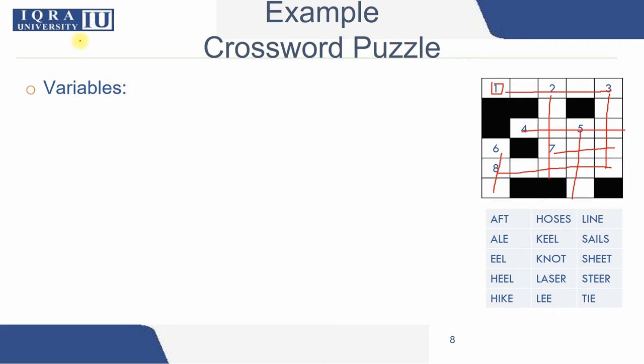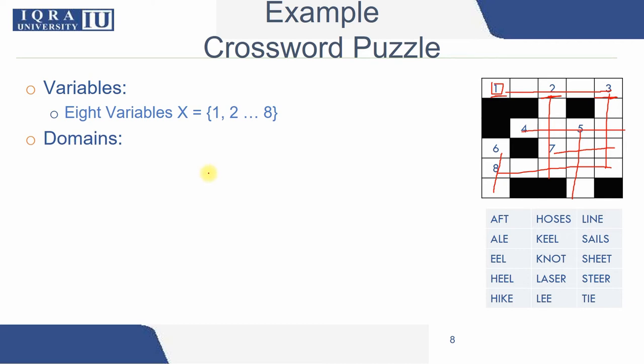If you are given this scenario, what would you choose as the variables? Think for a second what you would choose as variables. The choice is quite obvious because we have eight words to choose. So we can choose a variable 1 to 8 for every word. One will represent this word, two will represent the second word, third will represent the third word, and fourth will represent the fourth word, and so on. And what are you going to do with the domain values for it?